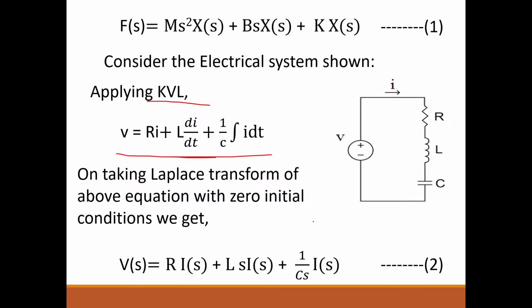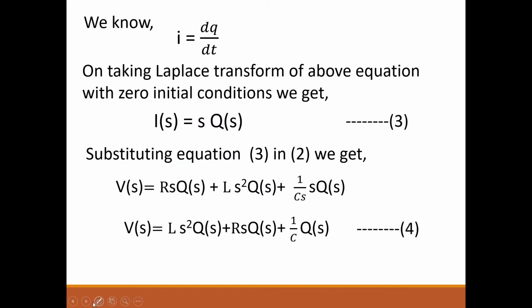So let us proceed further. We already know the relation between current and charge. I is equal to dq by dt. So take the Laplace transform of this I is equal to dq by dt. I becomes I of s, and the Laplace of dq by dt is S Q of s. So Laplace of I is I of s, Laplace of dq by dt is S Q of s. Consider this as equation 3 and substitute it in your equation 2.